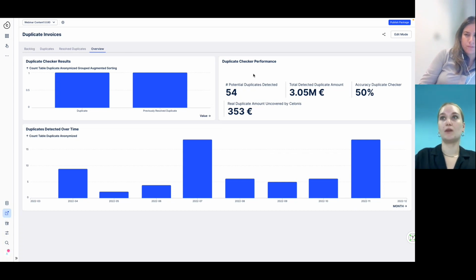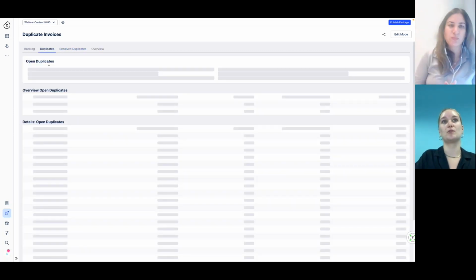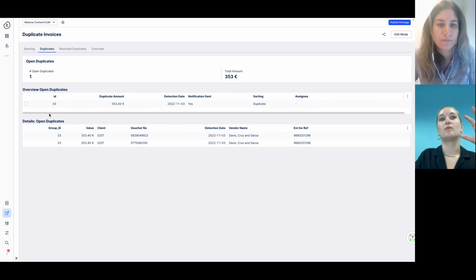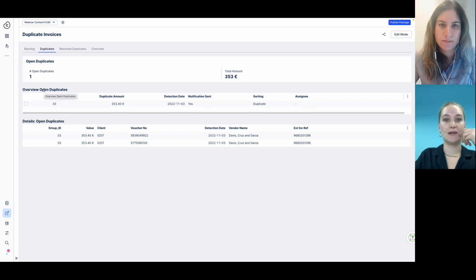So this is how we also created value for Front End with process mining, by identifying these duplicate invoices and making sure that the accounts payable team can organize their workload accordingly. So they see what is open, what has to be taken care of.